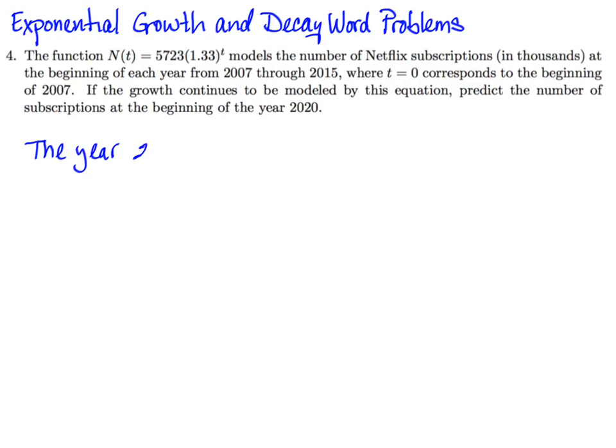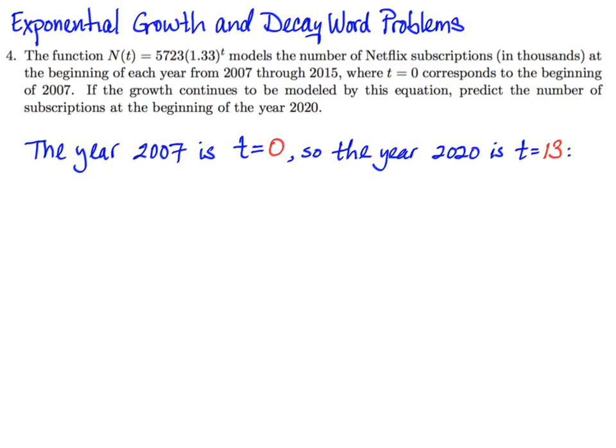So we have to figure out how many years have elapsed. If the year 2007 is t equals 0, then the year 2020 is t equals 13, because 2007 plus 13 years will get us to the year 2020. So we have to add 13 years to the initial time. All right, so that means we're going to plug in 13 for the variable t in the function.